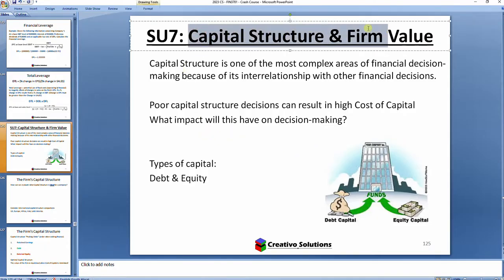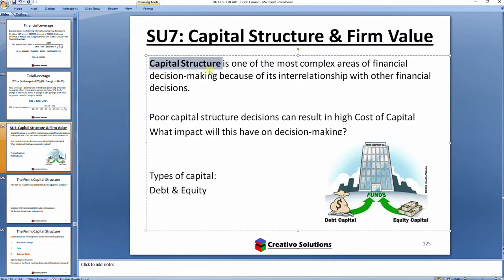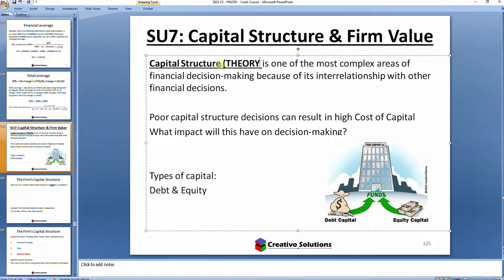Capital structure and firm value, it's theoretical. Okay, so the next few slides just talk about the capital structure. I have seen theory questions relating to capital structure. They've asked students in the past to comment on the capital structure of the business. Just remember this diagram that I showed you earlier.